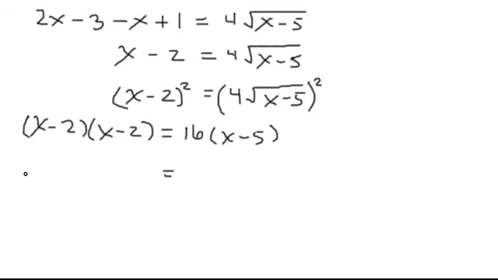So x times x is x squared, x times negative 2 is negative 2x, and then negative 2 times x is negative 2x, so that makes negative 4x. And negative 2 times negative 2 is a positive 4. I'm going to go ahead and distribute that 16 across, so that's 16x minus, let's see, 16 times 5 is 80. Okay.